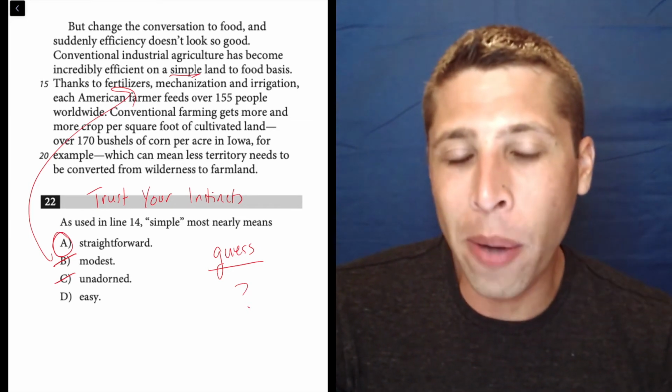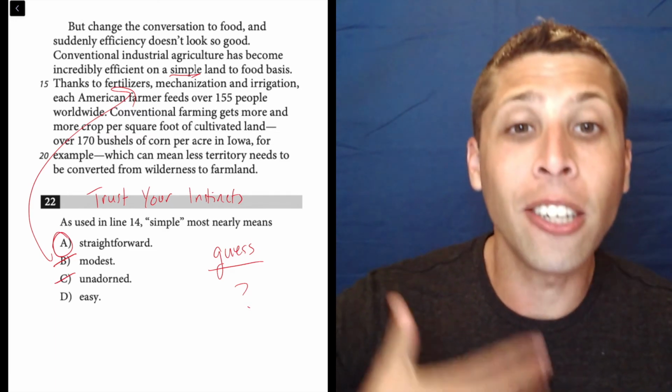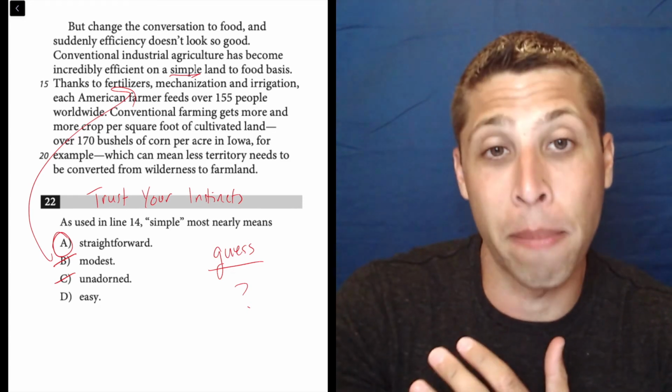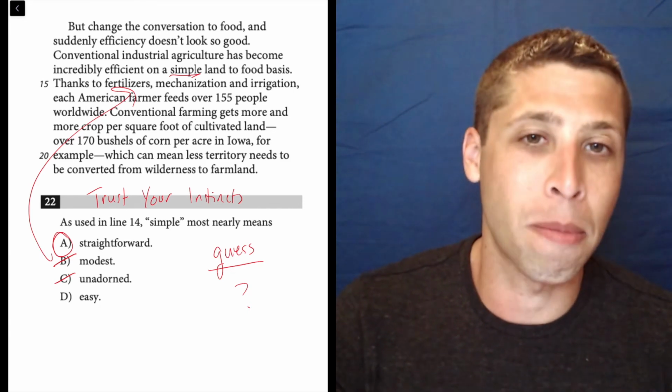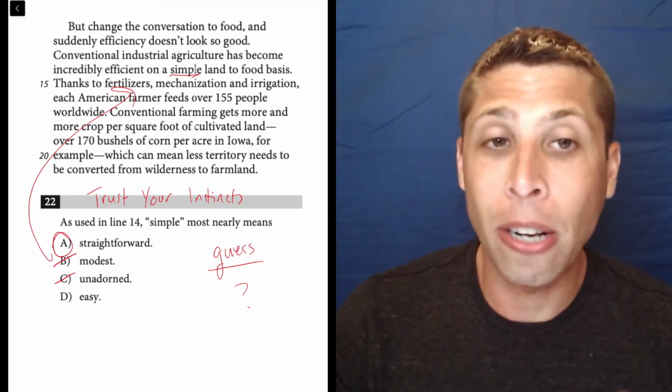This is not the normal way that these ones work, but if you do have trouble finding your own guess for what the word means, remember, you can always just take the choices and plug them back in and try to see which one makes the most sense in the context of the sentence. That's not the best way to do it, but it's always an option if we need it.